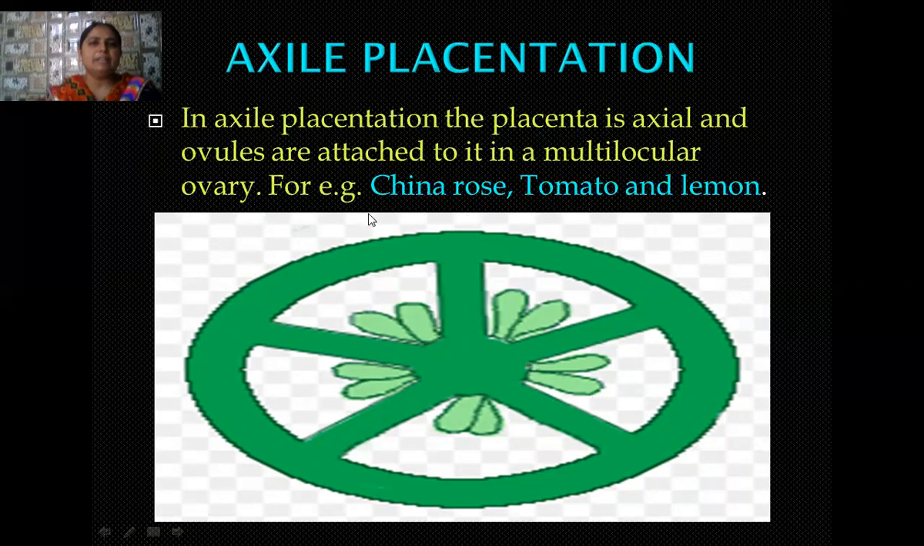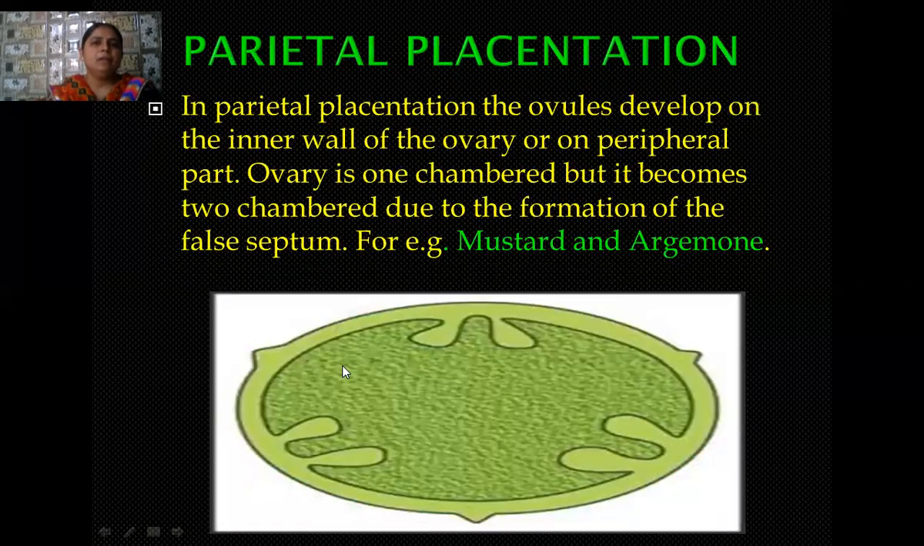All of these contain axial placentation. Okay, student, parietal placentation. Parietal placentation is a type of placentation in which the ovules develop on the inner wall of the ovary. See the diagram? All the ovules develop on the inner wall of the ovary. And here the ovary is only one chambered.